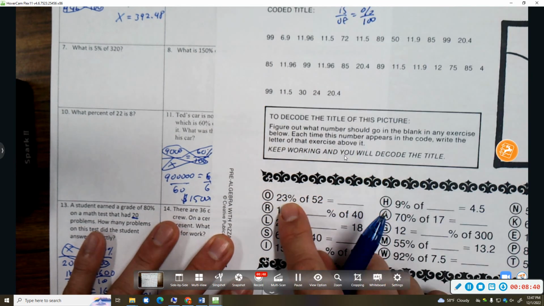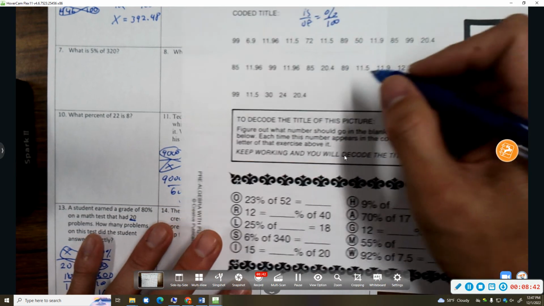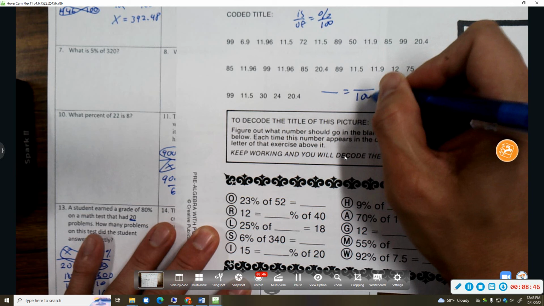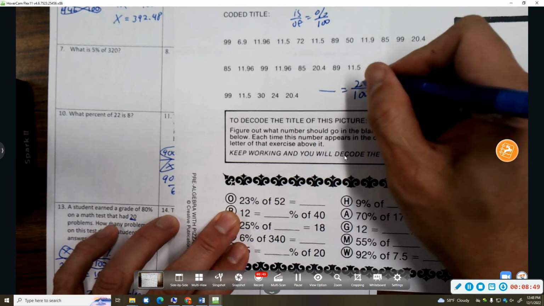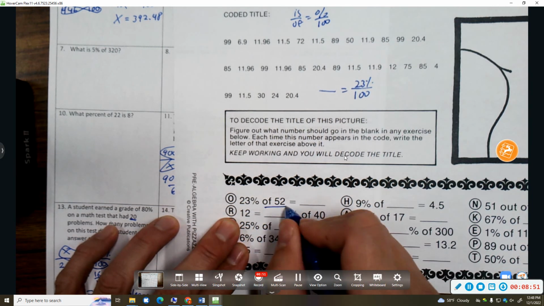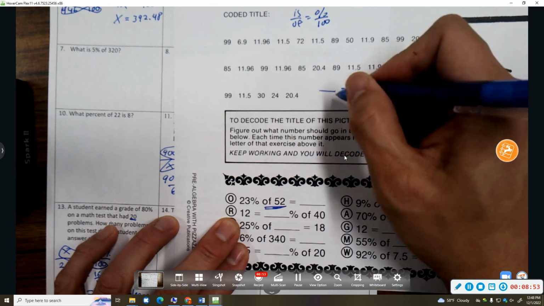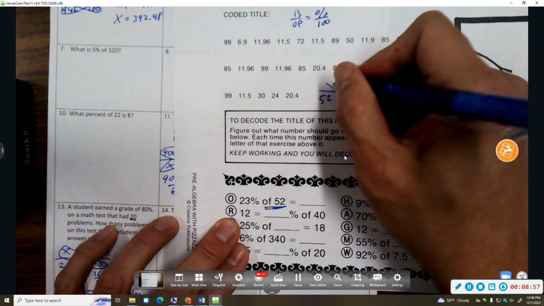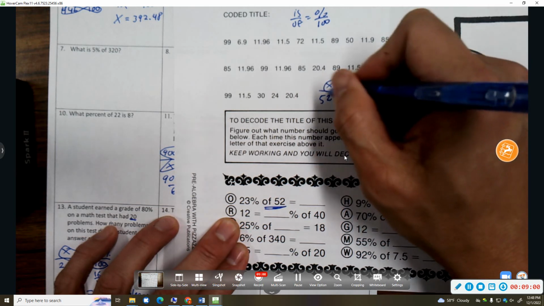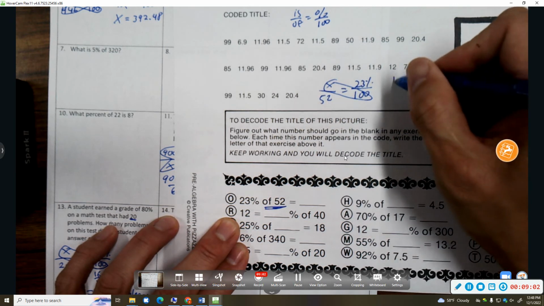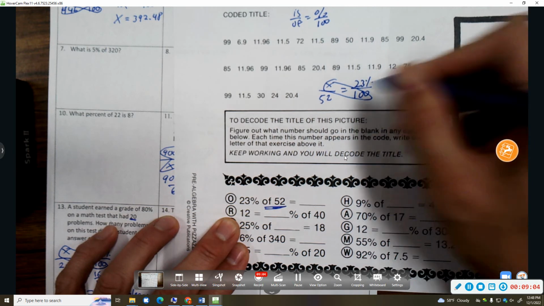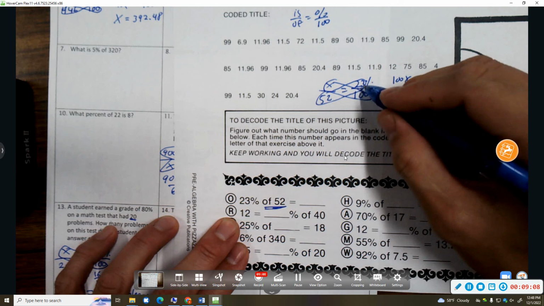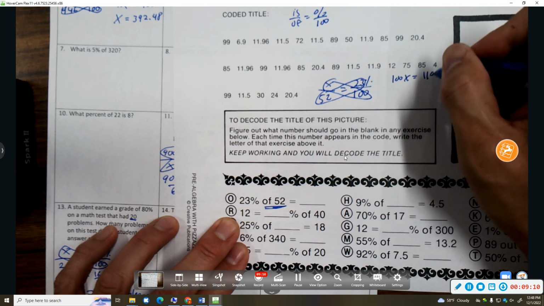Again, when you do this problem, you just have to write over here. Put the 100, same thing, and then the 23% they already gave you, and that's of 52. So 52 should be on the bottom because that's the of. So that's 52 over here, and that's your x. So you're going to cross multiply. I'm going to write the answer over here. So that's 100x is equal to 52 times 23, which gives you 1196.